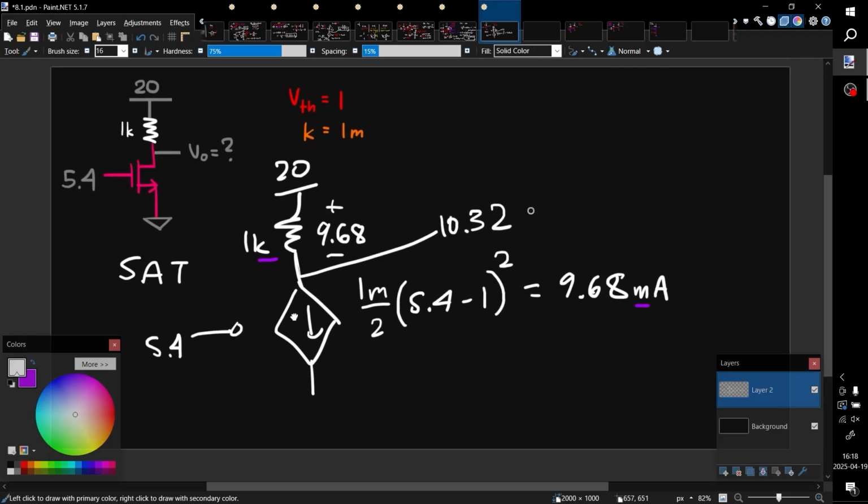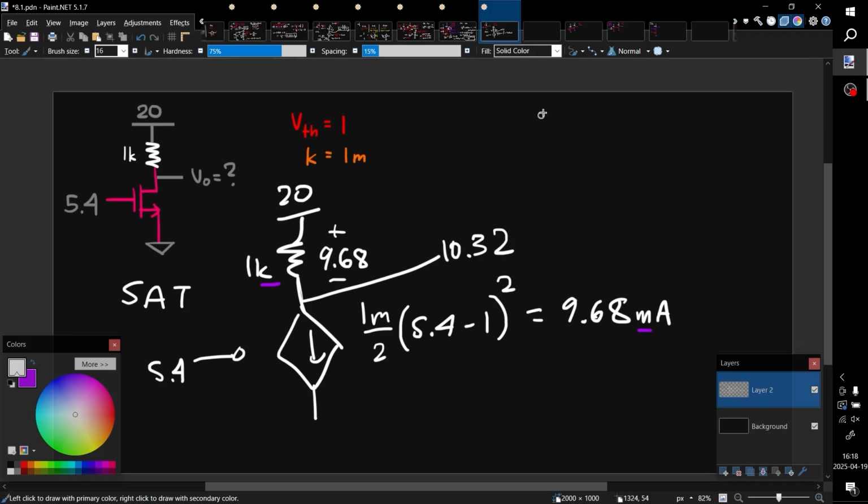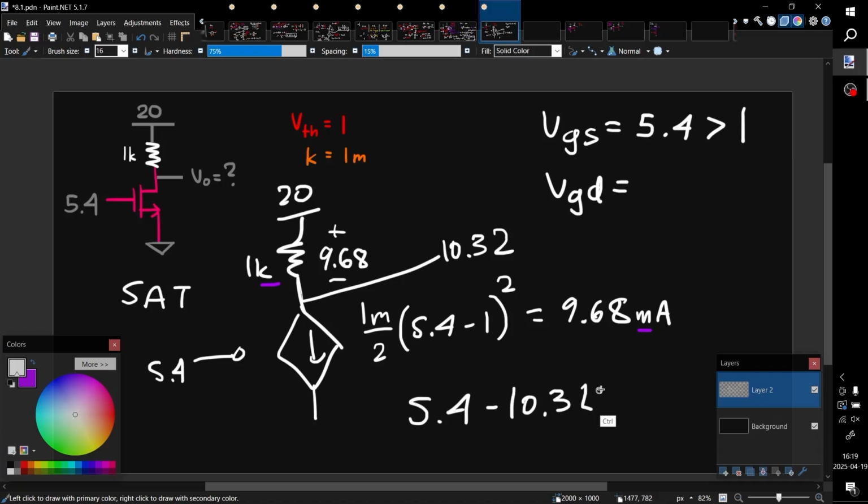To verify our state, una muna is, alam natin na yung VGS natin is 5.4. That is greater than 1. And ang VGD natin, equal siya sa difference ng 5.4 minus 10.32. This is negative 4.92. And that is way less than 1. Dahil ito yung states natin, tama to. Tama yung saturation. And that means ang ating output voltage is 10.32.